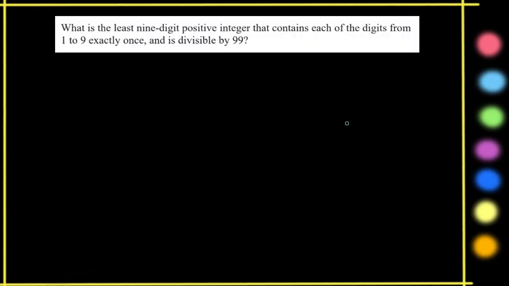All right, let's take a look at the next problem. This one says, what is the least 9-digit positive integer that contains each of the digits from 1 to 9 exactly once and is divisible by 99? Okay, so first of all, in order to be divisible by 99, you have to be divisible by 9 and you have to be divisible by 11.